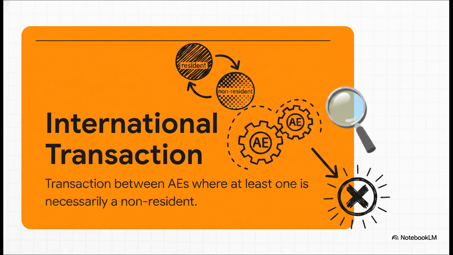Okay, so what is the actual precise meaning under the new act? Well, the core definition remains super strict. For a transaction to be classified as an international transaction under Section 163, two uncompromisable conditions have to be met. First, the transaction has to be between two or more associated enterprises, or AEs. Second, and this is the absolutely crucial point, at least one of those enterprises is necessarily a non-resident. If both are residents, Section 163 just doesn't apply.